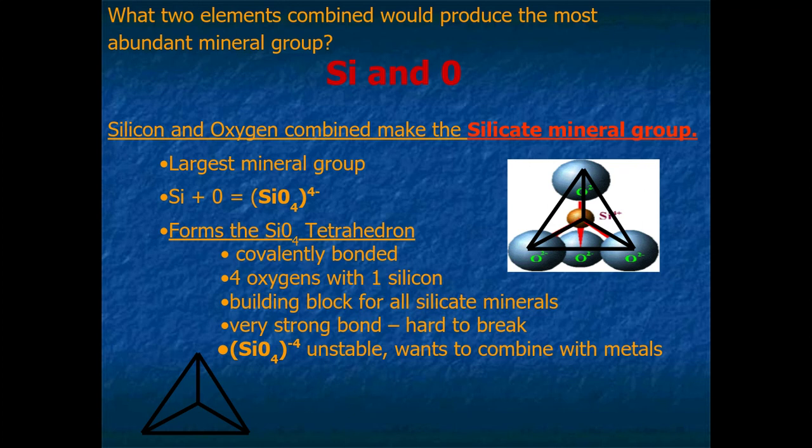And minerals that belong to the silicate family of minerals will easily scratch glass. So, for example, quartz is a silicate mineral composed of silica and oxygen, and it easily will scratch glass because of its covalently bonded characteristic.